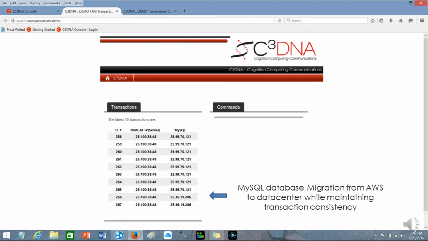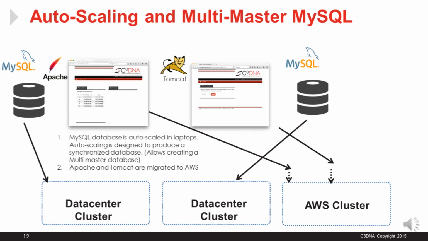Now we will change the demo to show that we can auto-scale the MySQL database, and it has some very interesting features. The auto-scaled MySQL also is synchronized with the other MySQL so that you can have both databases identical copies of the data. So we are going to show now autoscale the MySQL in the physical cluster and migrate both Tomcat and Apache to the AWS cluster.